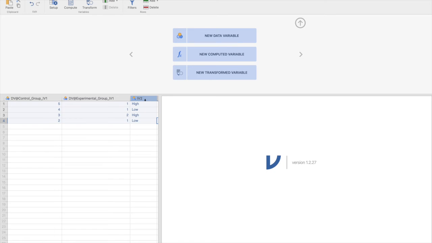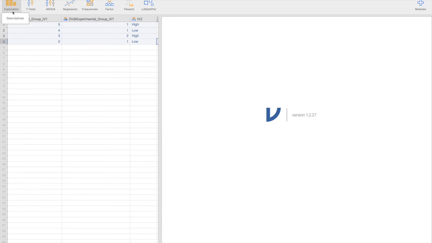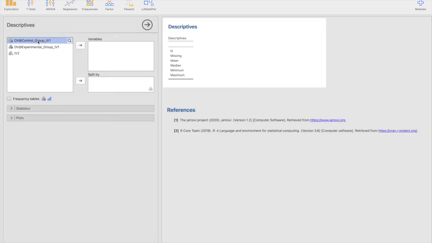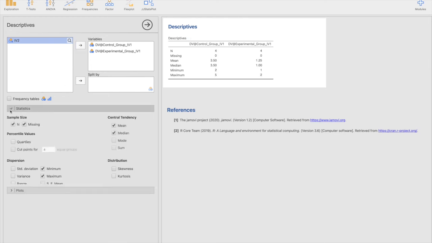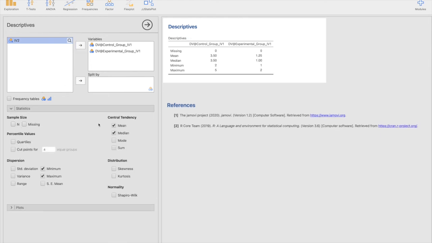So it's a 2x2, but it's a mixed design because this is a between subjects variable and this is a within subjects variable. Whenever you see the DV represented more than one time in a row, you know you have a within subjects variable. Now, I want to go ahead and get the data that's the main effect of independent variable 1. So I'm going to click Analysis, Explore, Descriptives. And really, this is super easy. I want to find my means and standard deviations.